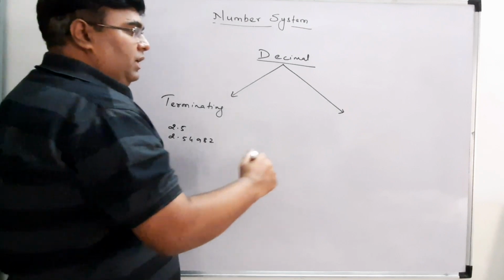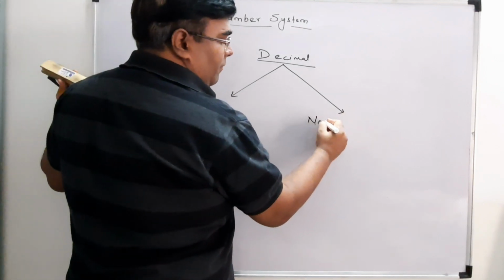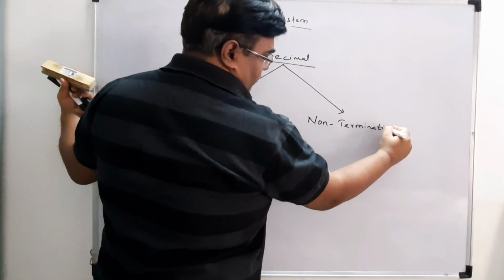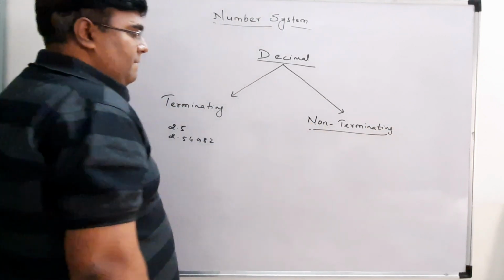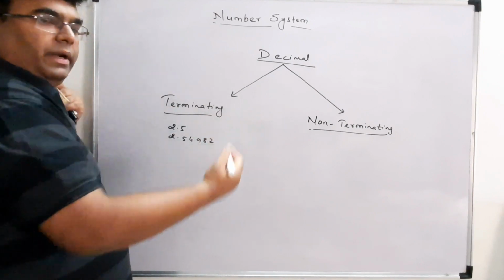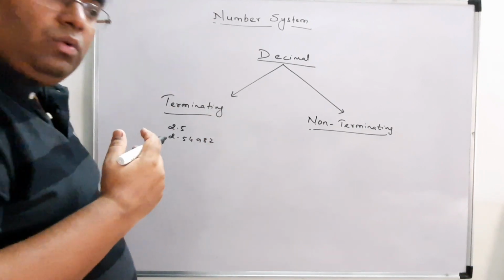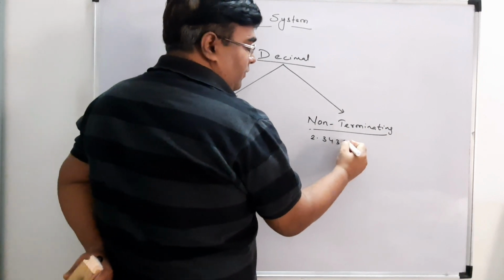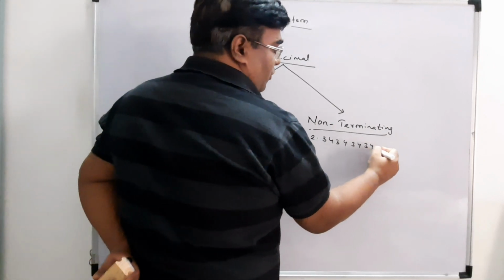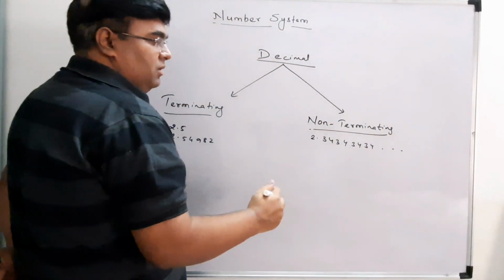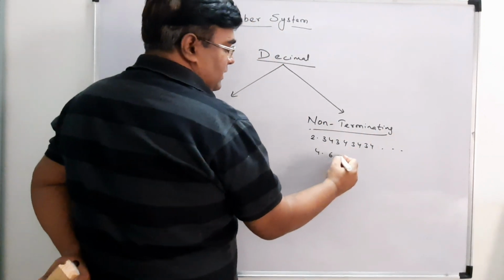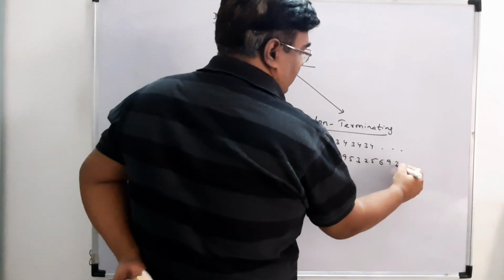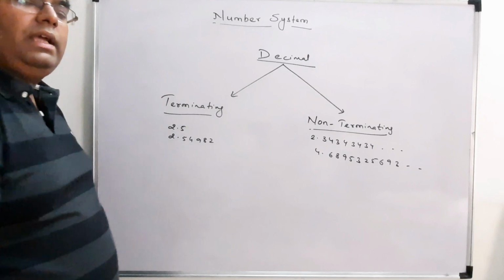Okay, the other one is non-terminating. Okay, what is meant by non-terminating? It means it is not going to stop, like 2.343434 and continues like this, or 4.6895325693 and continues like this.